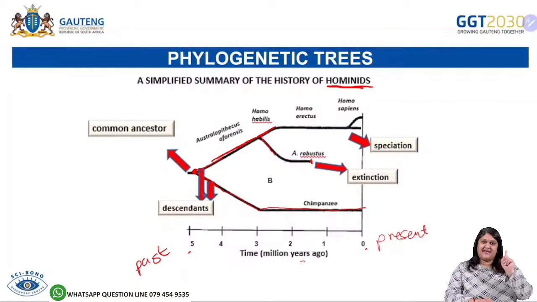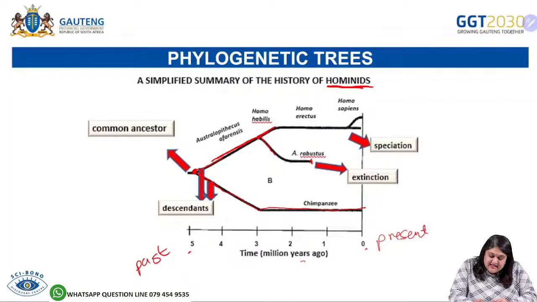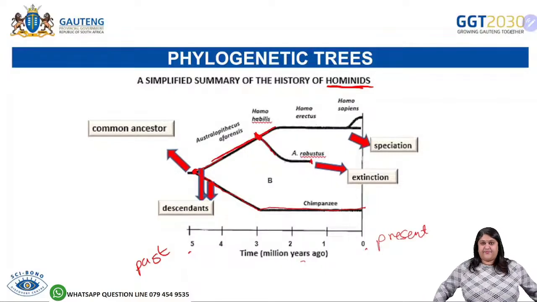Okay, if the line travels to 0, that means that organism is still present today. They're not extinct. But if it just died in the middle, it means that they are extinct. And the point of the branching is when the organism originated. So if I wanted to calculate for how many years Australopithecus robustus existed on Earth?